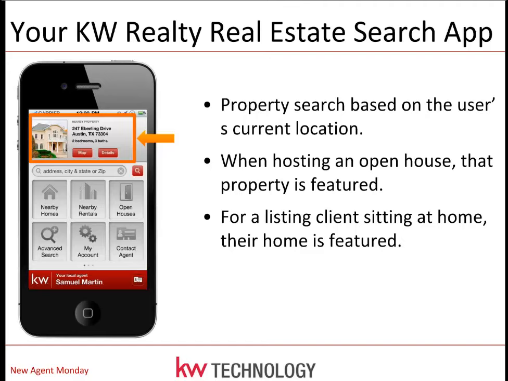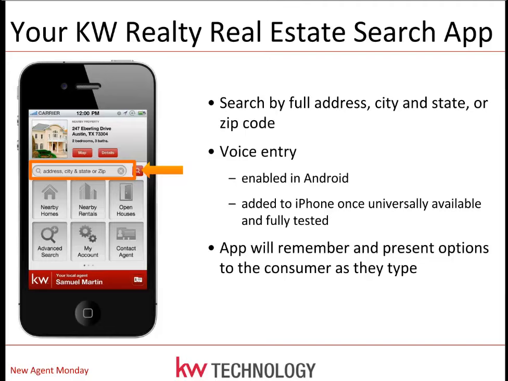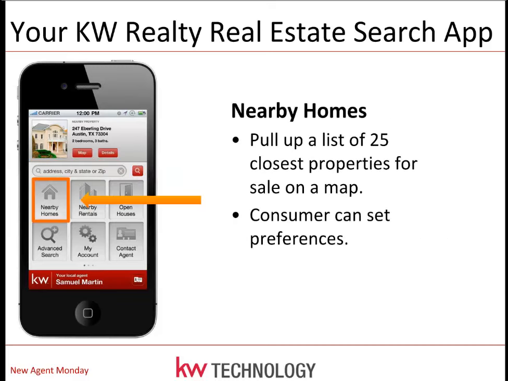Using the Keller Williams Realty Real Estate Search app, you can search by full address, including city, state, or zip code. You also have voice entry that's enabled in all Android systems, so you can simply speak the area that you're looking for. And the app will always remember your past searches. So once you start typing, the type ahead feature will capture any searches that you have previously completed. The property search app by default will pull up a list of 25 of the closest properties for sale on the map. Consumers can also set their own preferences.